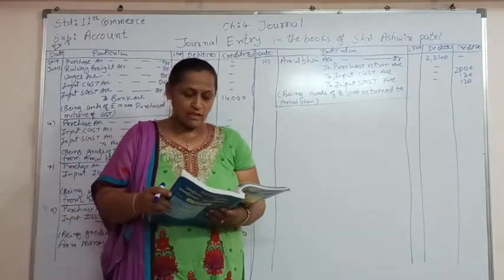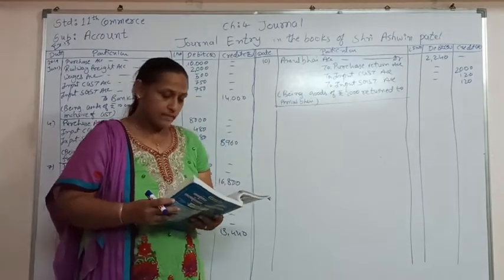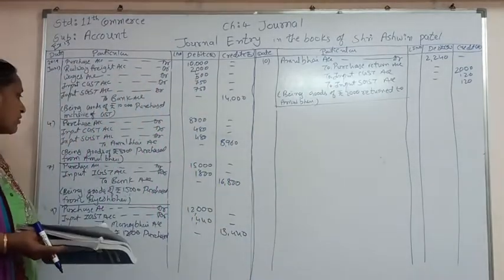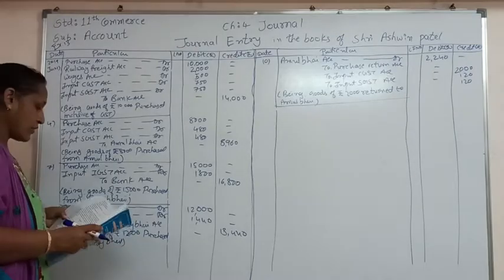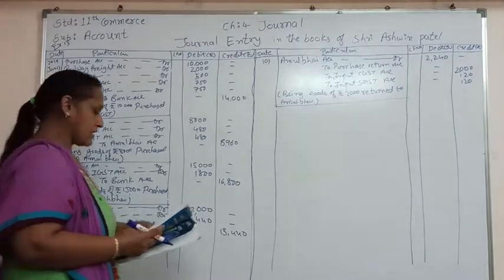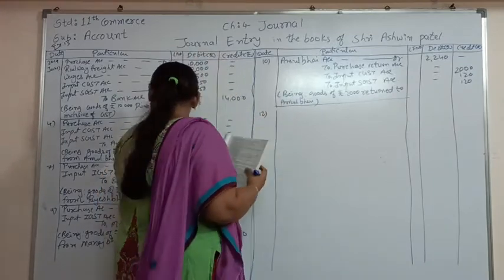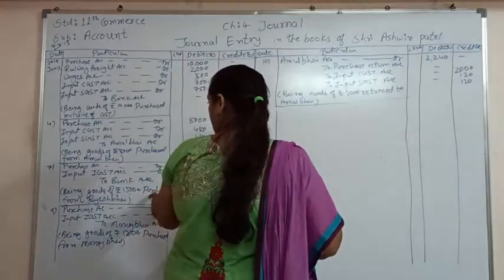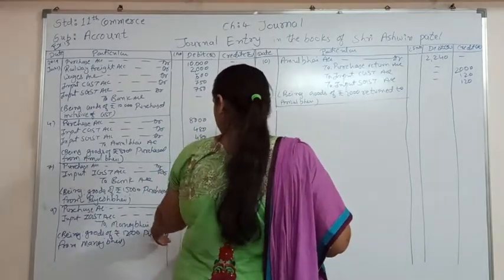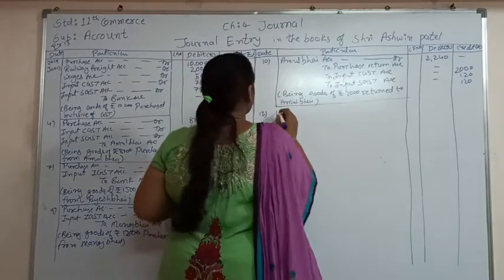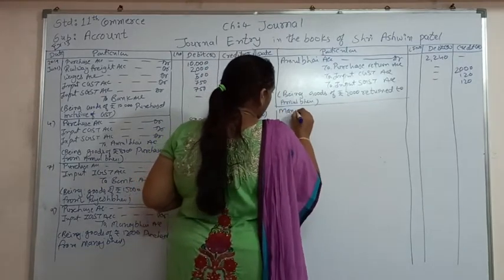Goods of rupees 3,000 returned to Manoj Bhai of Mumbai. So here we have purchased the goods from Manoj Bhai of Mumbai and that goods also we have returned and the amount is 3,000. So for that, Manoj Bhai account is going to be debit to purchase return to input IGST account. That journal entry we are going to pass.